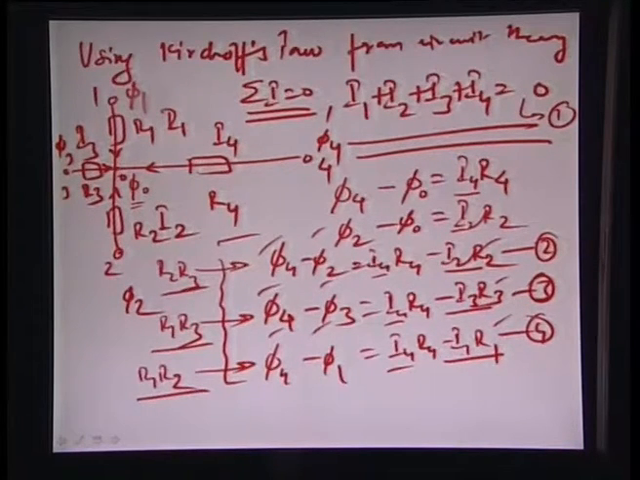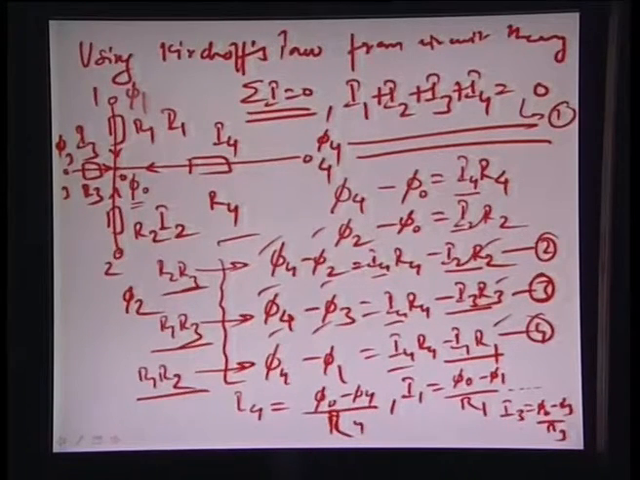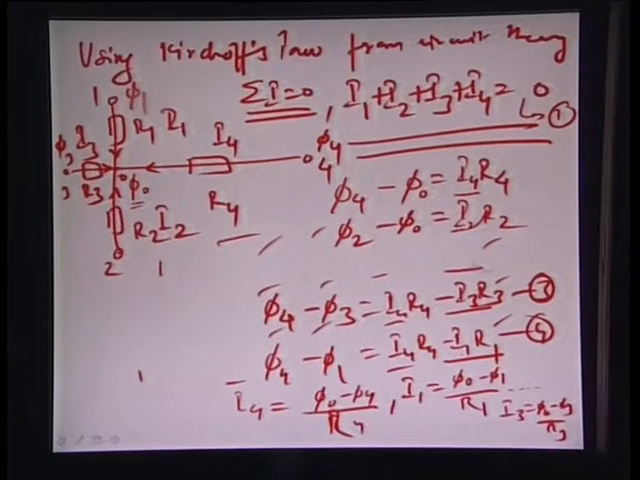So, essentially, as we know here, the I4 comes out to be phi 0 minus phi 4 divided by R4, right, and similarly the I1 comes out to be phi 0 minus phi 1 divided by R1, and so forth, and I3 comes out to be phi 0 minus phi 3 divided by R3.